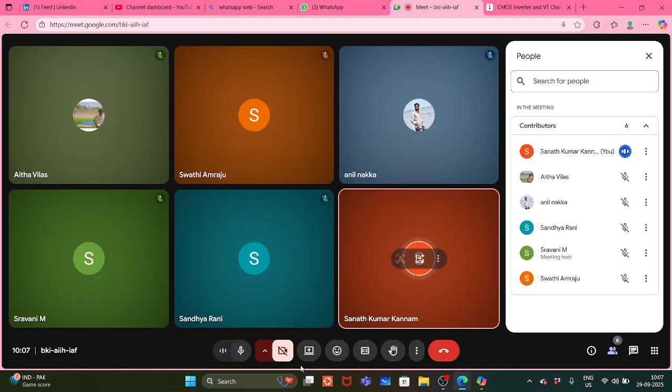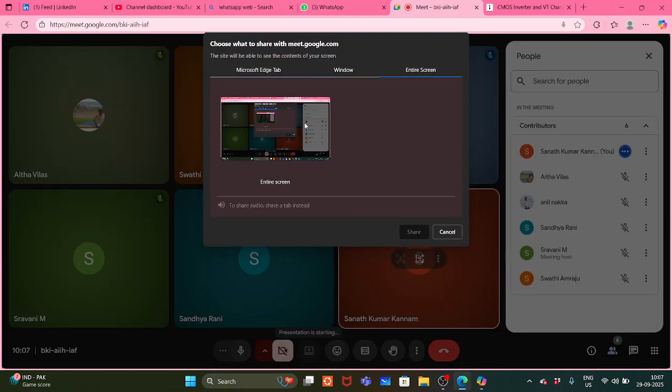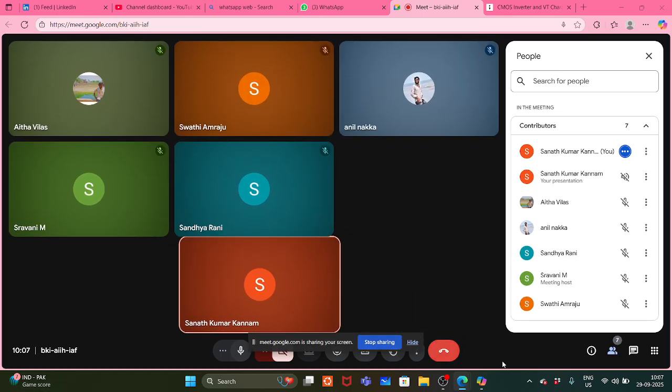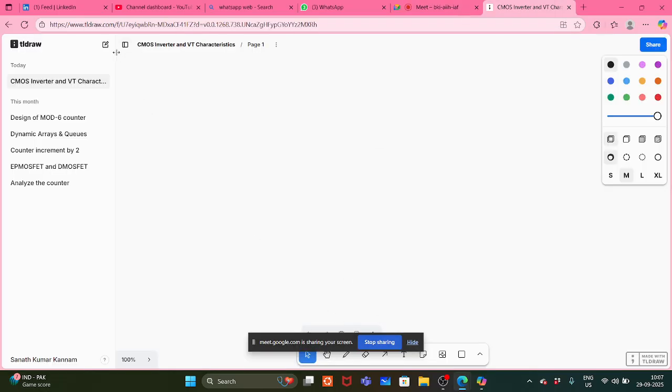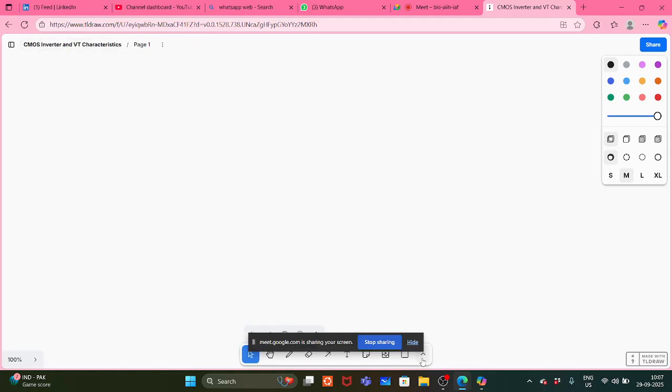Yeah, CMOS inverter. I'm sharing my screen. So what is this? First we'll see the CMOS inverter, and next we'll go with the CMOS voltage transfer characteristics of the CMOS inverter. Okay.